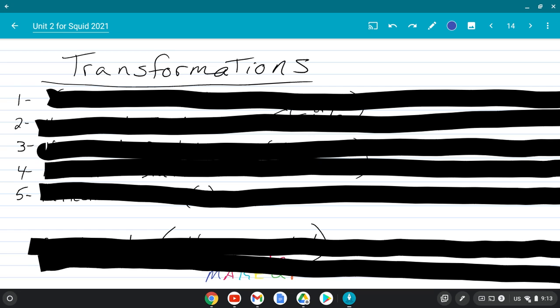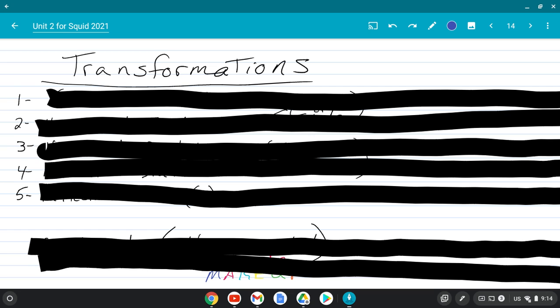So what are transformations? Transformations are reflections, translations, rotations, dilations. Wow, that's a lot of big words, isn't it? The three that we're going to worry about now is a translation. Anybody know the short word for translation? Yes, a translation is just a slide. We're going to take a graph and we're going to slide it.